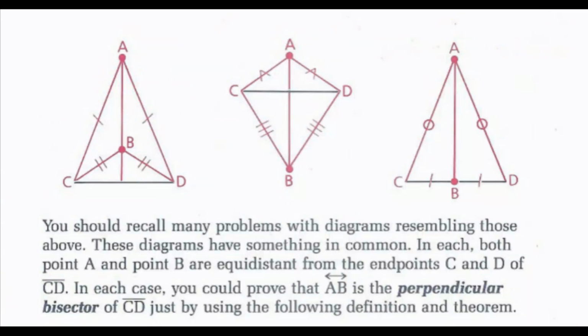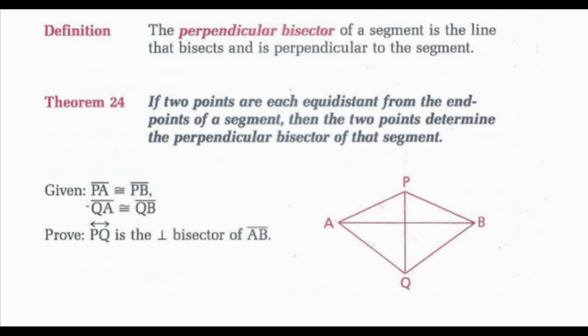Now, looking at my 3 diagrams, we've seen a lot of these diagrams in our homework problems. And these diagrams have something in common. In every single one of them, points A and B are all equidistant from points C and D based off the tick marks. Now, in this case, we can show that line AB for each diagram is the perpendicular bisector of line CD. Now, the perpendicular bisector of a segment is the line that bisects and is perpendicular to the segment.